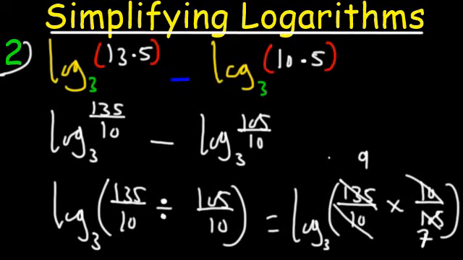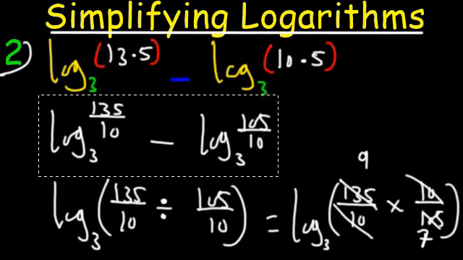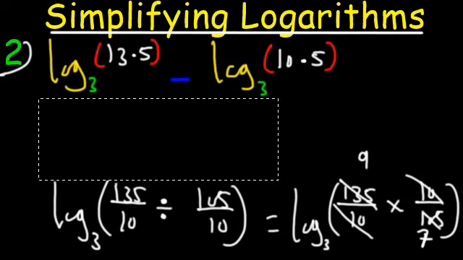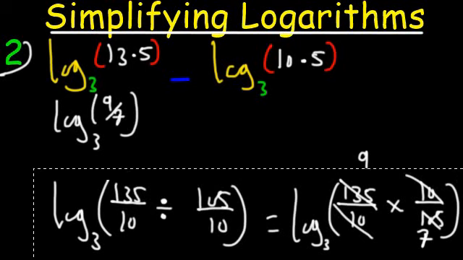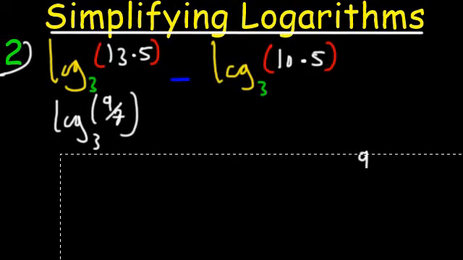Good. Now left over we have log of a base of 3, so 9 over 7. Good. Now we need to apply the same identity because this can be done in a vice versa manner.